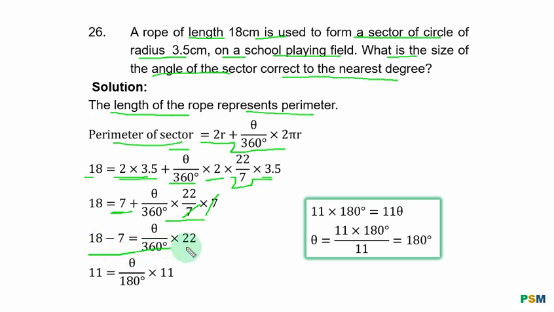You have this result. Again, you can reduce this and 22 by 2. You have 180 degrees, then 11. Multiply through by 180 degrees to clear the fraction. You have it in this form. To get theta, divide both sides by 11. Theta, the angle of the sector, becomes 180 degrees.